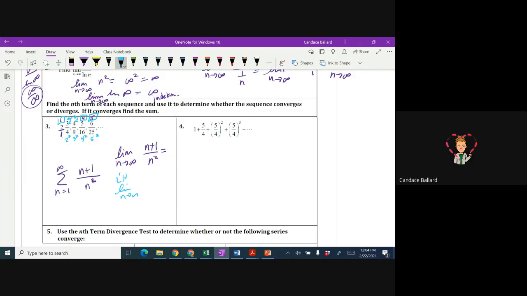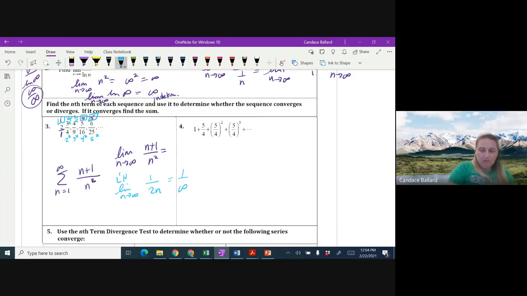Limit as n approaches infinity. So I would just have 1 over 2n, okay? So when my denominator is bigger than my numerator, what's my limit going to be overall here? Good. So by the nth term test, if my limit is equal to 0, does it converge or diverge?